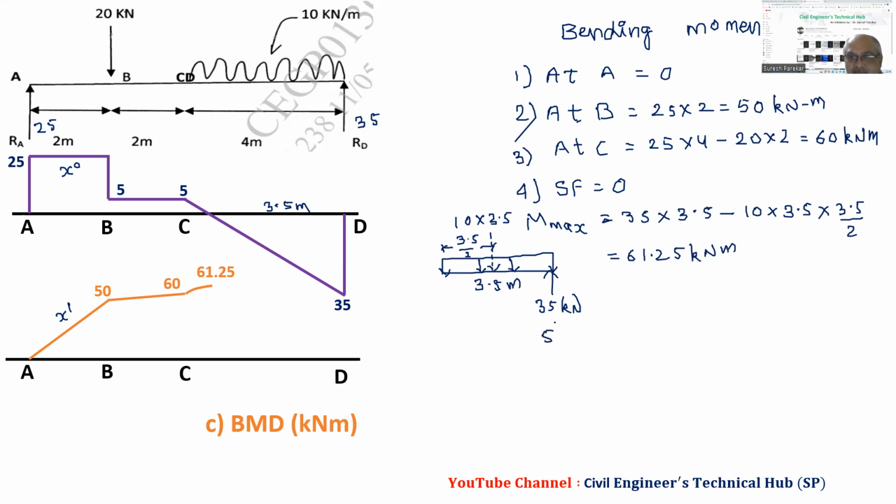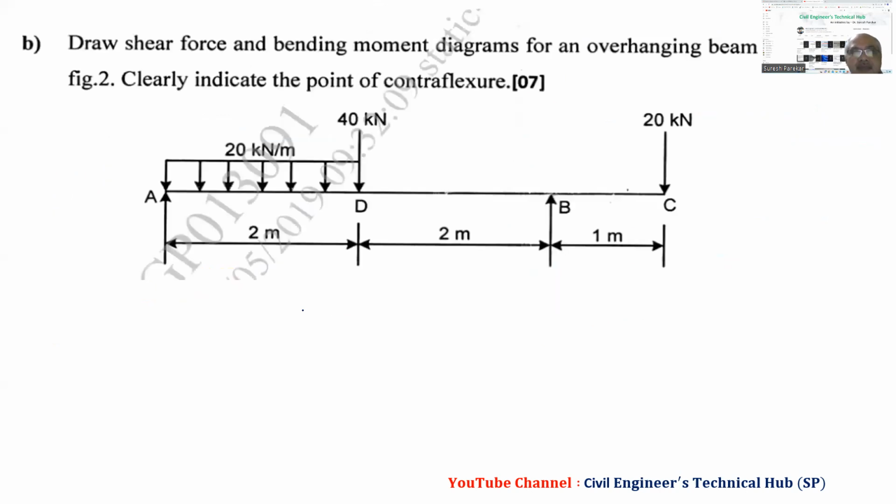And then last, at D, we have value 0. At D, we have 0. So likewise, we have to draw the diagram. Then you can see this is x to the power 0, x to the power 1, x to the power 2. So likewise, we have to plot this SFD BMD.